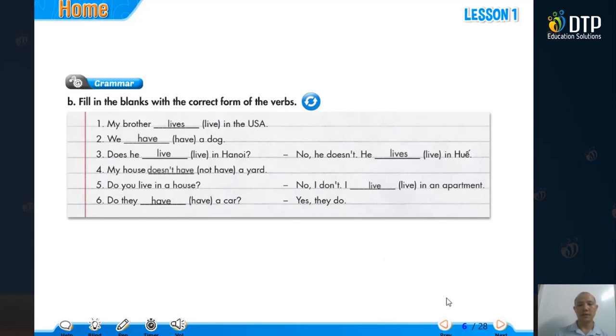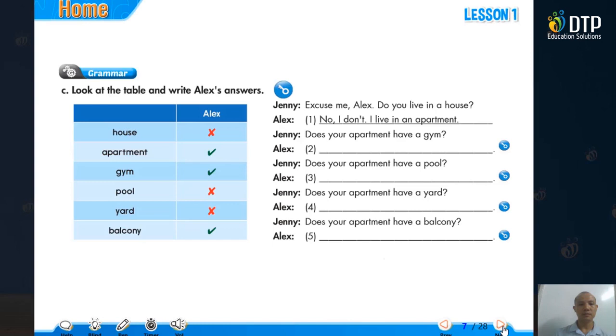Chúng ta cùng qua một bài tập tiếp theo. Các con sẽ nhìn các cái từ ở phía bên này và đoạn hội thoại ở bên đây. Đối với từ gạch chéo, chúng con sẽ trả lời là no. Đối với dấu tick, các con sẽ trả lời là yes. Ví dụ, chúng ta cùng đọc câu đầu tiên. Excuse me, Alex, do you live in a house? No, I don't. I live in an apartment. Bởi vì chỗ này chữ house mình đã để dấu chéo là mình trả lời là no. Và apartment mình đánh dấu tick nên sẽ trả lời là yes.